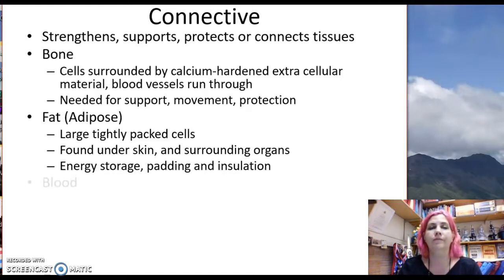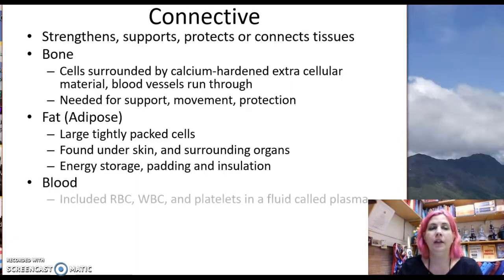Okay, the third type of connective tissue we're going to look at is blood. So blood includes red blood cells, white blood cells, and platelets in a fluid called plasma. So red blood cells and white blood cells are cellular. Platelets are not actual full cells, and then the fluid, the exterior fluid that doesn't have the cells in it, is the plasma.